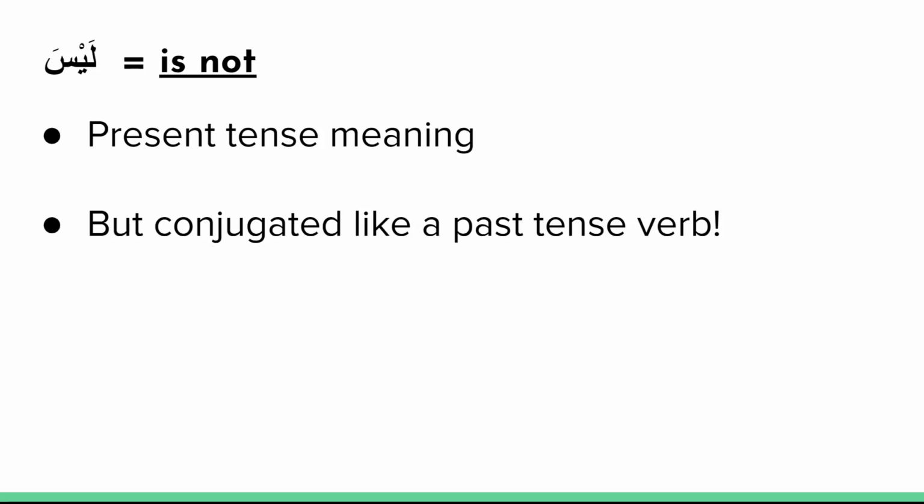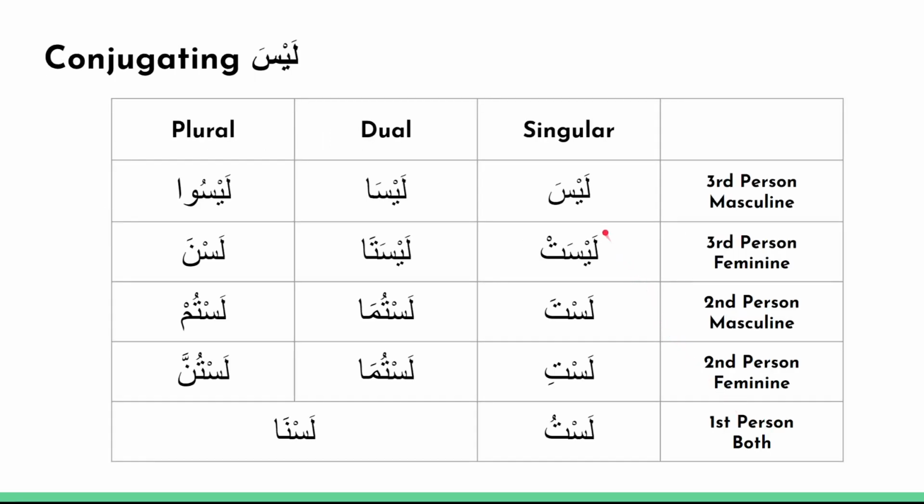So depending on who you're referring to, he is not or she is not, you have to actually change the word laysa. So let's see how that works. If I'm saying he is not, I say laysa. But if I say she is not, I have to say laysat. Okay, so it's conjugated. You'll notice this is very similar to a past tense verb, kataba, katabat, katabu, and so on.